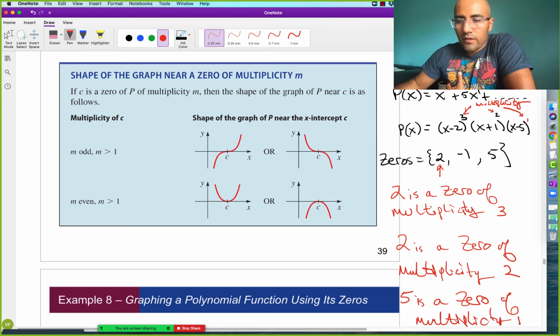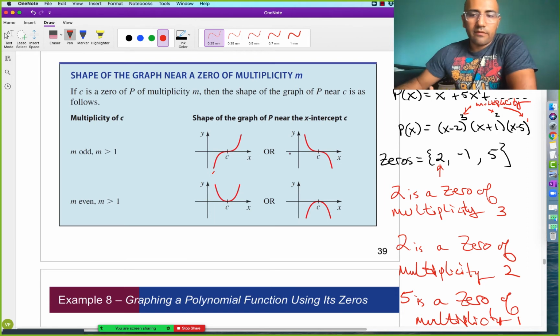multiplicity 1. Okay, and so this theorem is saying that if we have an odd multiplicity for the 0, then the graph is going to punch through to get to the other side of the x-axis, right? The fact that it's a 0 means that it's a point on the x-axis. So when I graph this one, I know for sure it'll go through the point (2, 0).